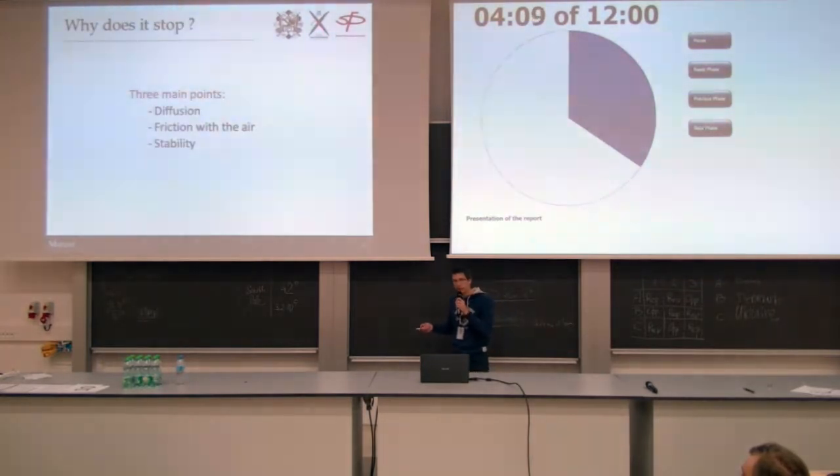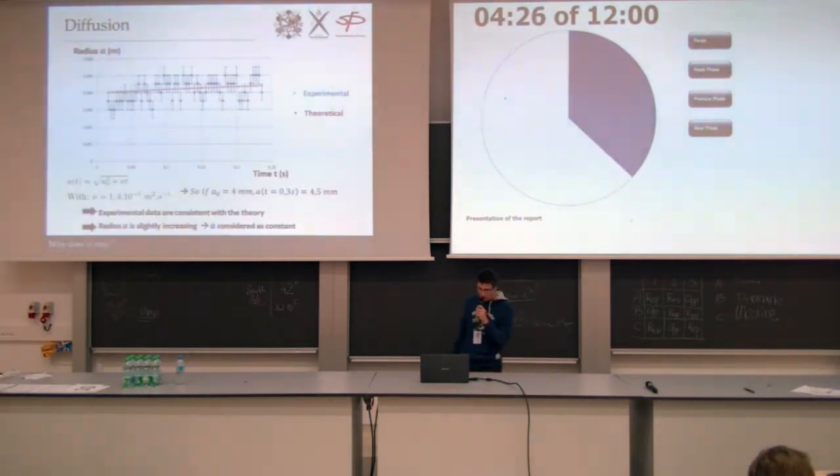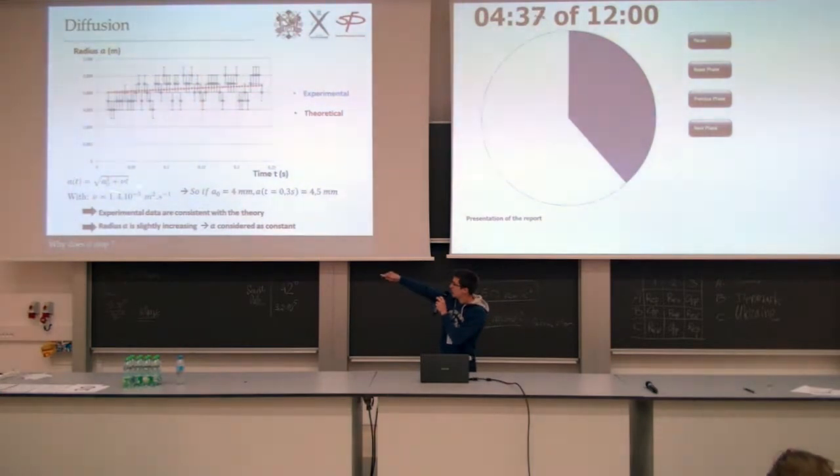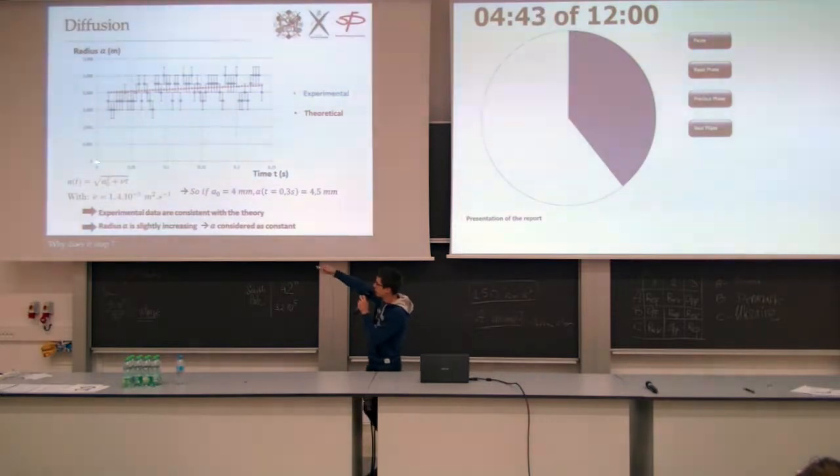Now, the second question that comes is, why does the ring stop? There can be 3 main points, which are the diffusion, the friction with the air, and the stability of the vortex. First of all, the diffusion. The diffusion comes from the fluid that diffuses, and so the rings can disappear.